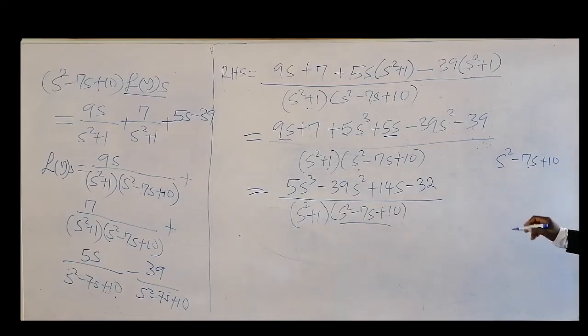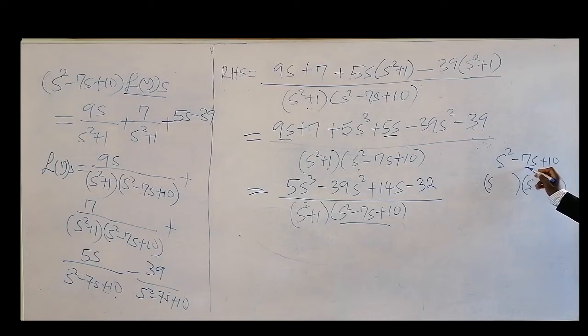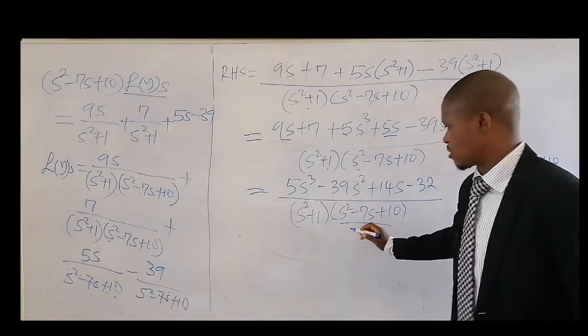You can factorize this, and that will give us what? This one, pair that, one here, one here. Factors of 10 that can give us minus 7. That would be minus 5, minus 2. And minus 5 times minus 2 would be 10. Okay, so we can now write this as what?